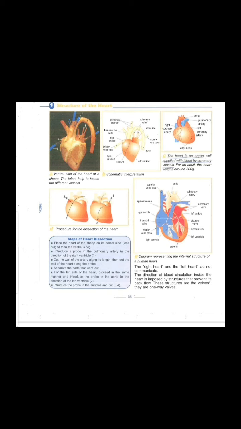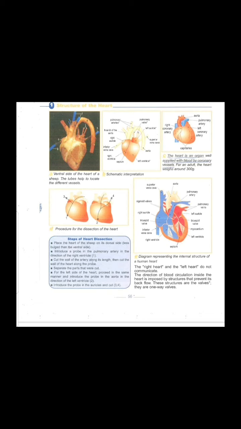As I told you, we need to memorize the structure of the heart. And I told you that the heart is composed of four cavities, or four main parts, which are the auricles, two auricles and two ventricles. I have the left ventricle and the right ventricle. And I have also the left auricle and the right auricle.